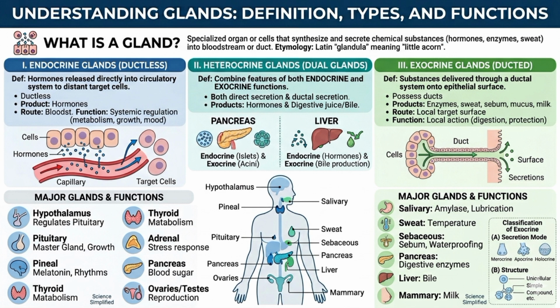Conclusion: to summarize, glands are essential organs that regulate our body through hormones or secretions. Whether they are endocrine, exocrine, or heterocrine, they play a vital role in maintaining our health.